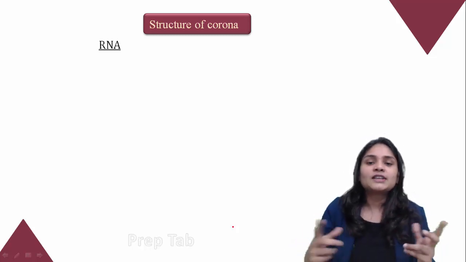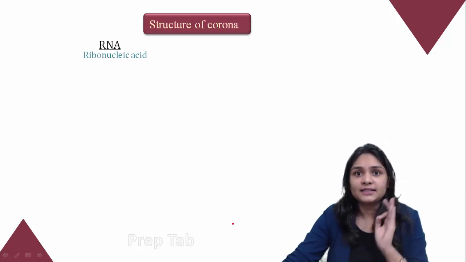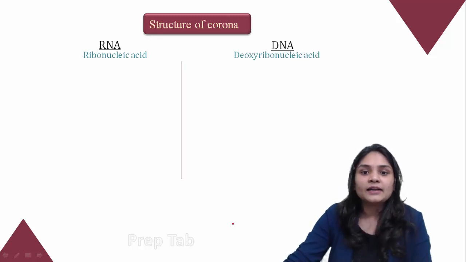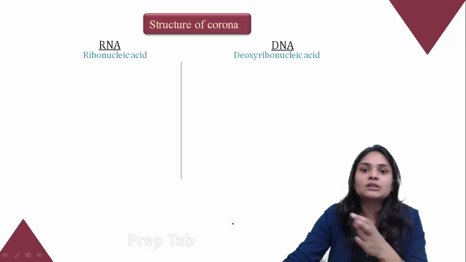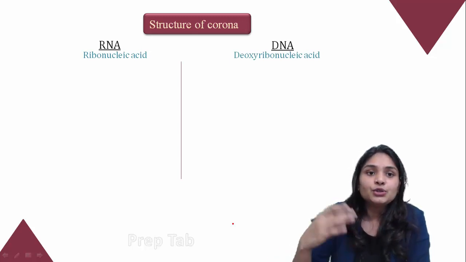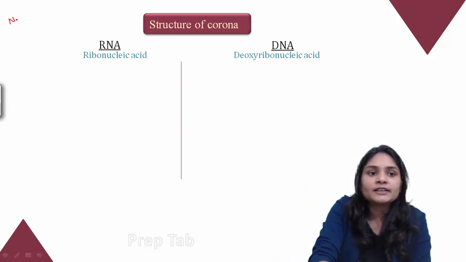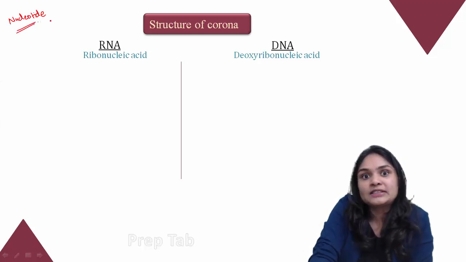See, what is RNA? RNA is ribonucleic acid. Okay? And what is DNA? DNA is deoxyribonucleic acid, right? What is nucleic acid? Nucleic acids are polymers of nucleotides. Polymers made by nucleotides. Okay?